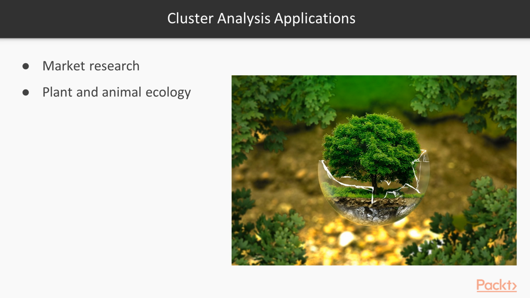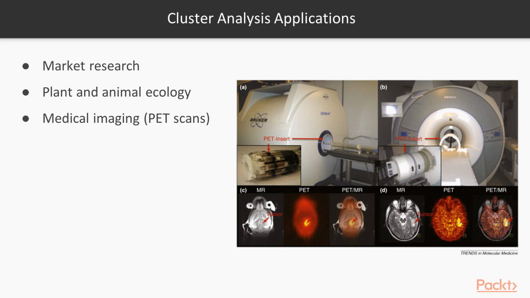Another way you can use cluster analysis is in plant and animal ecology. So again, we want to separate these different plants or animals into different species and genus and so forth. We can do that by doing cluster analysis, seeing what characteristics certain plants share with each other and things like that, so that we can create these different families. Another example of how we could use cluster analysis is in PET scans, for example. So again, we're seeing these different clusters maybe in terms of brain activity and things like that.